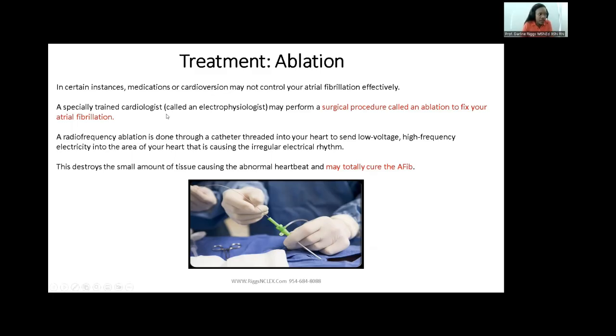So a cardiologist, an electrophysiologist, is going to surgically perform this. It's through catheterization. Normally they go through the groin, where they thread this right to your heart, sending a low voltage but high frequency electricity to the area of the heart that is causing the irregularity. It's going to destroy the small amount of tissue causing that abnormality, and it may cure your AFib. Again, that wouldn't be the first thing because we go least to most. That's just how we are.